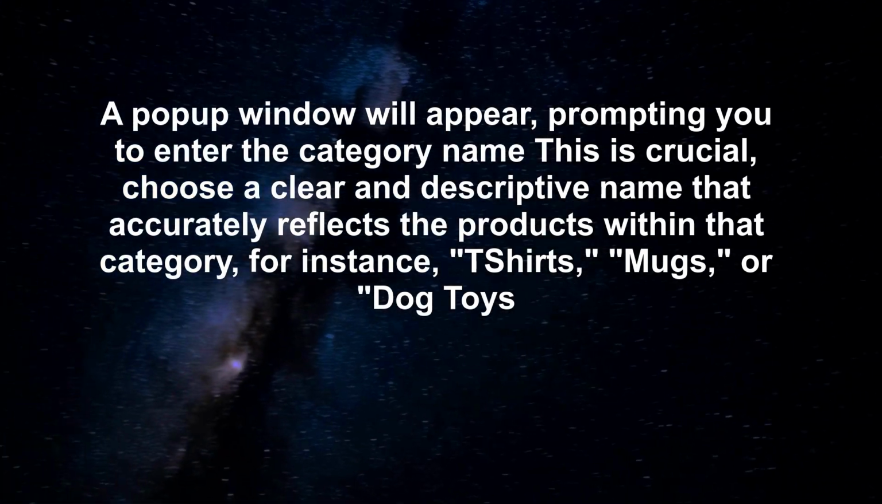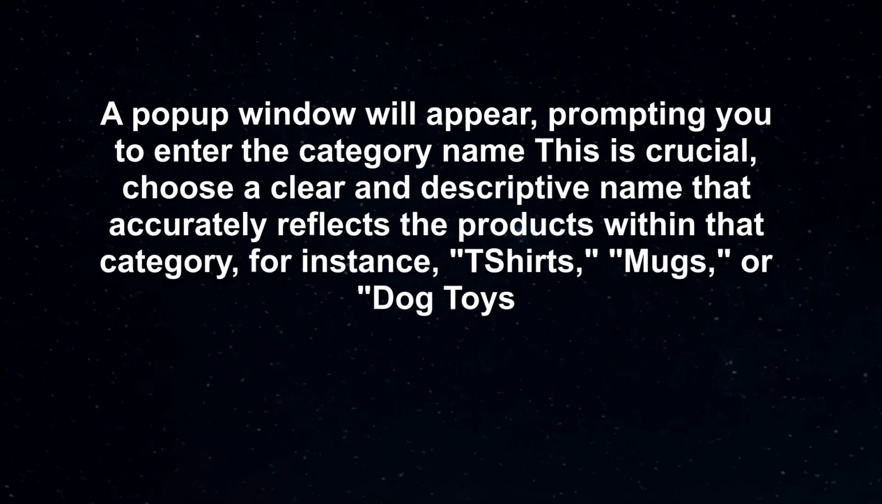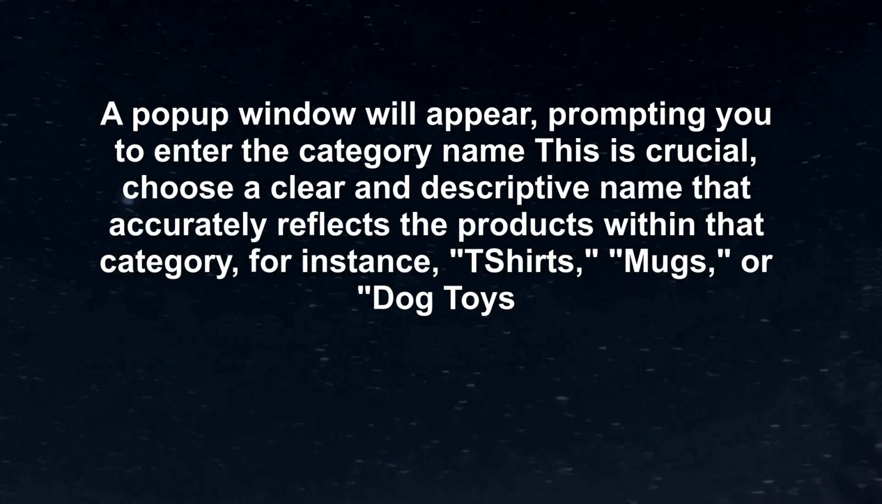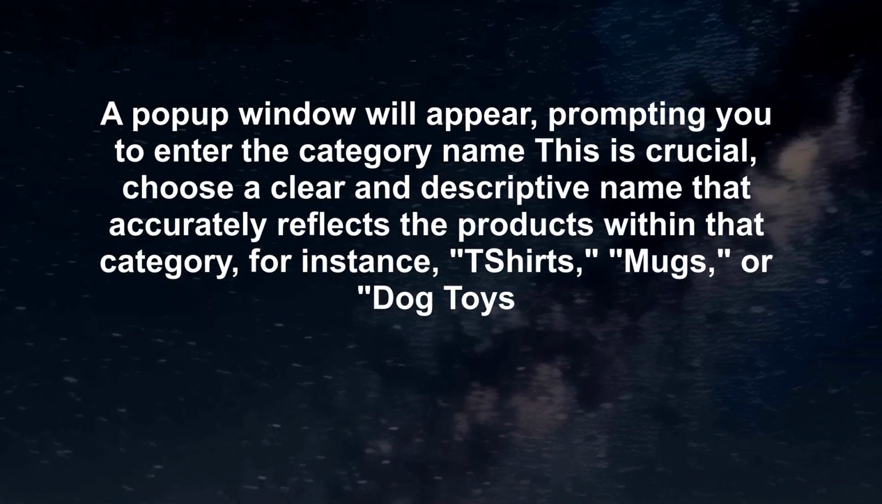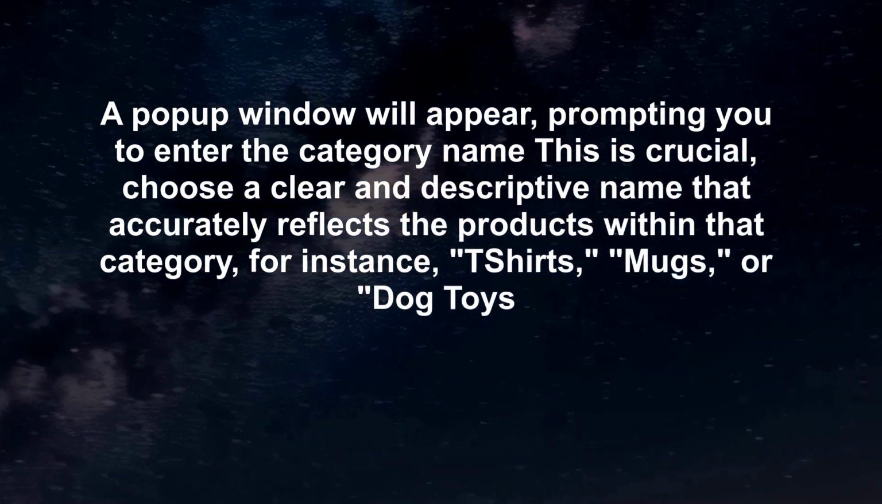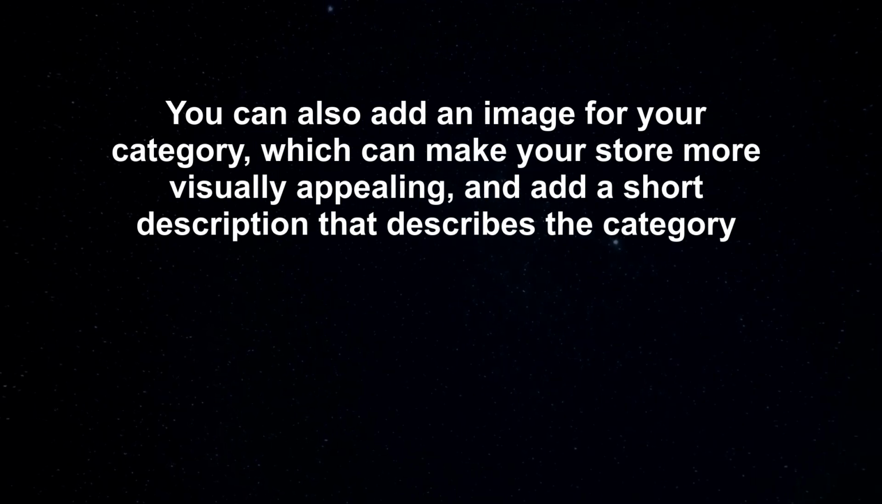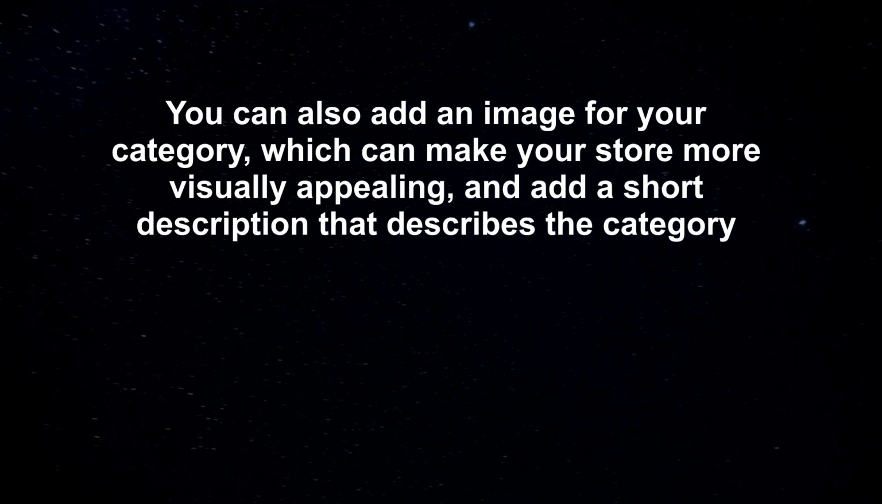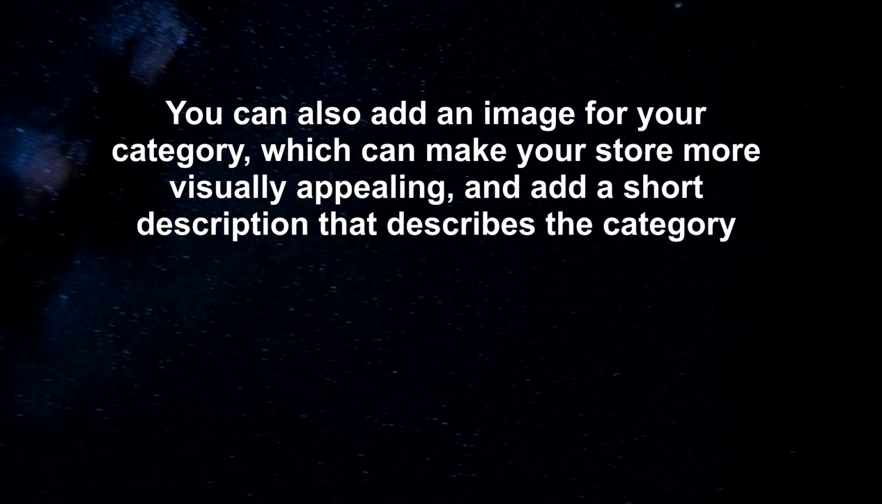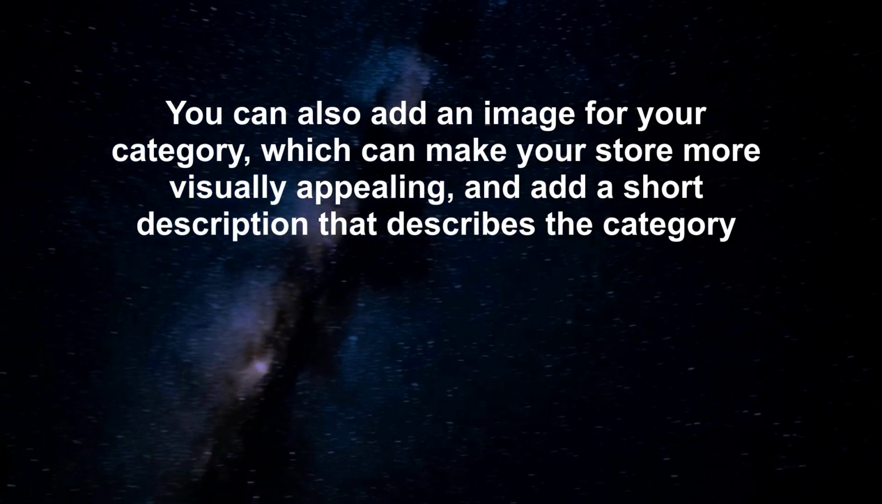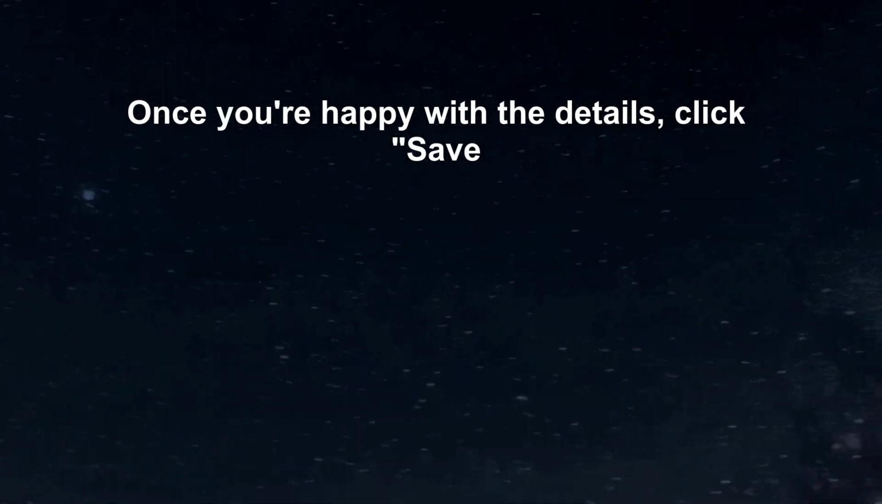This is crucial. Choose a clear and descriptive name that accurately reflects the products within that category. For instance, shirts, mugs, or dog toys. You can also add an image for your category, which can make your store more visually appealing, and add a short description that describes the category. Once you're happy with the details, click Save.